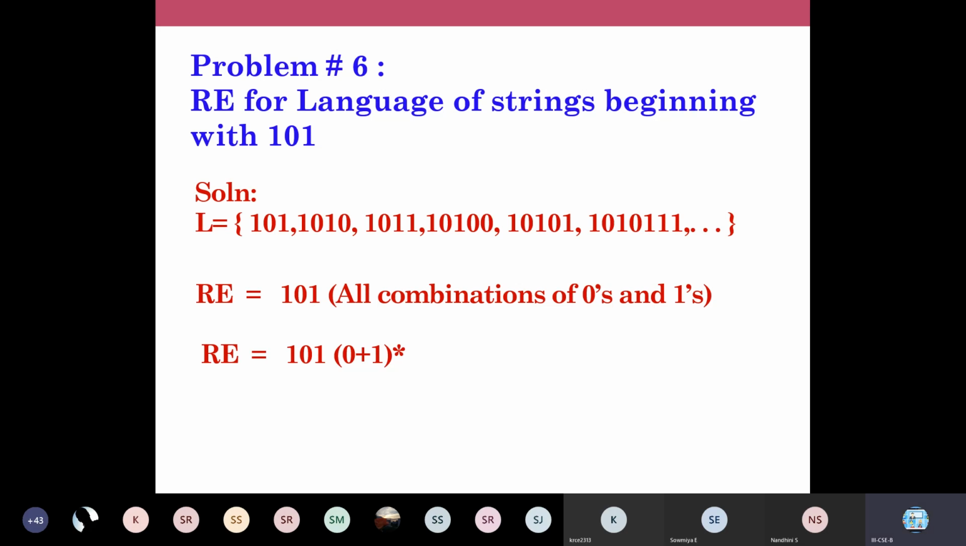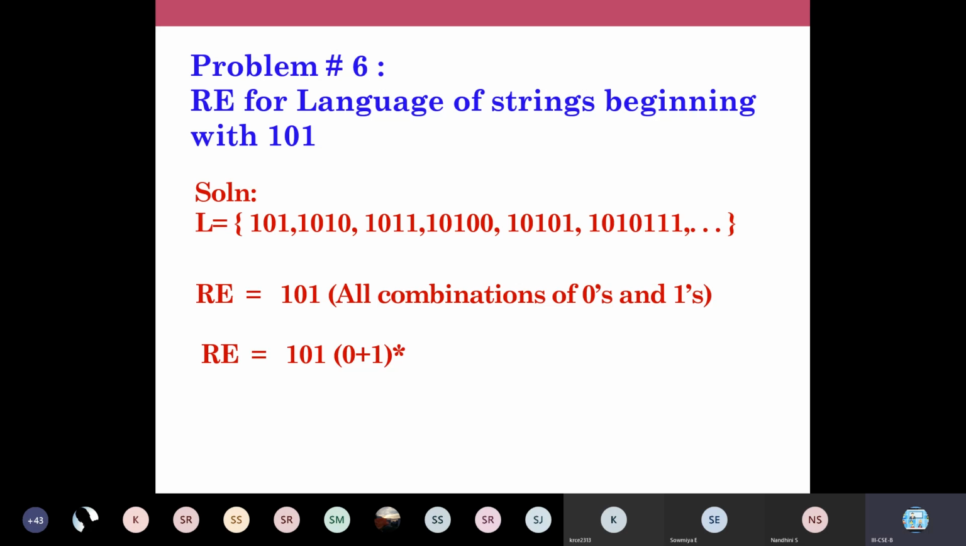Write the language with some 5 strings. Then place 3 dots at the end. Write some few strings and place dots at the end. Have you written the language, all of you? After writing a language, you try to write the regular expression. So what should come? In the beginning, you must have 101.